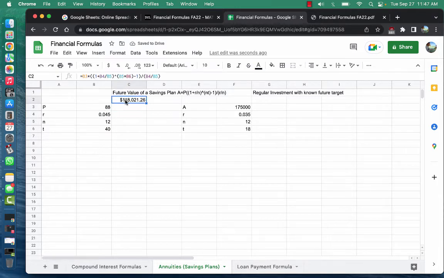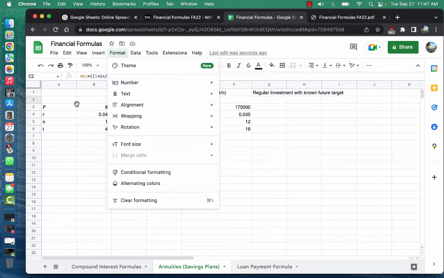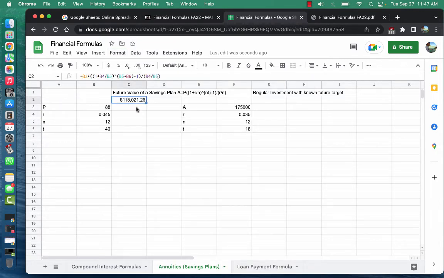And I already had this formatted in currency, but remember, go to format, number, currency. And if you have $118,021.26 using my preloaded numbers, you have put in this formula correctly. So double check, here's the formula, make sure it's working right, make sure you're putting in all these inputs the same way that I just did.